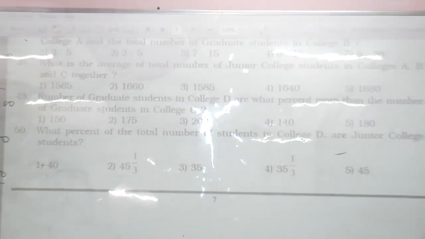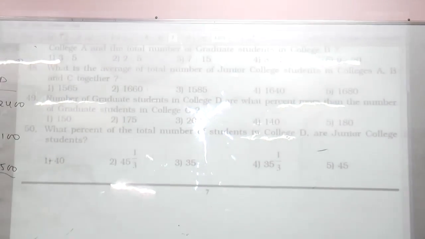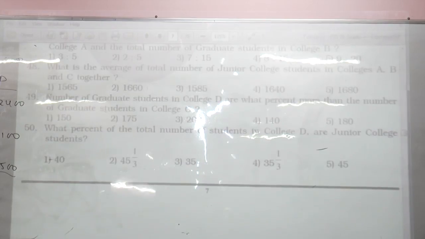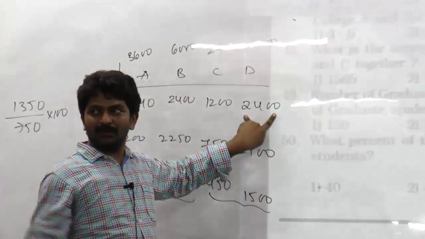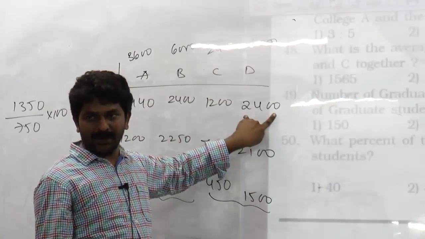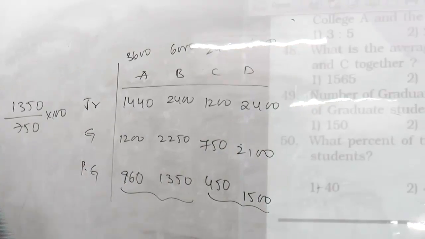What percent of the total number of students in college D are junior college students? What percent? 2400 is what percent of this number? 10% is 600. How many 600s are here? 4. So 10% into 4, 40% answer. Next.